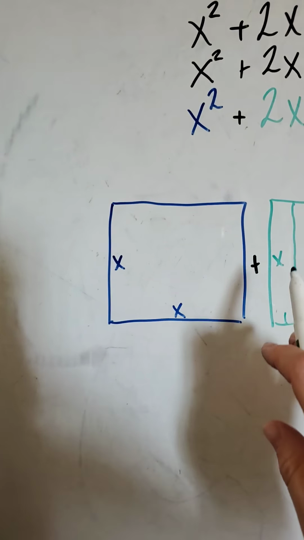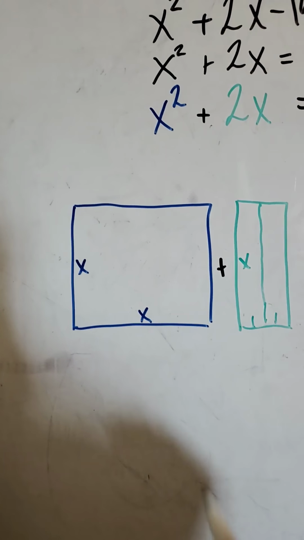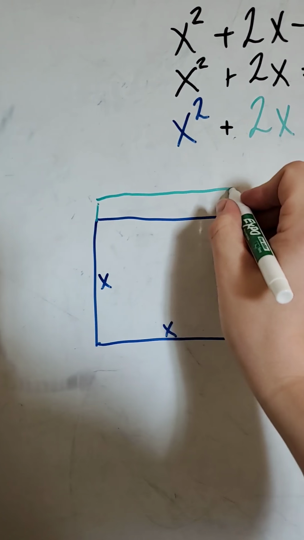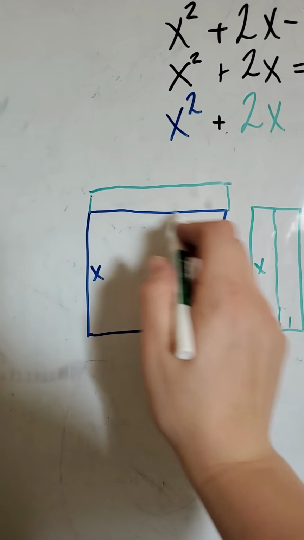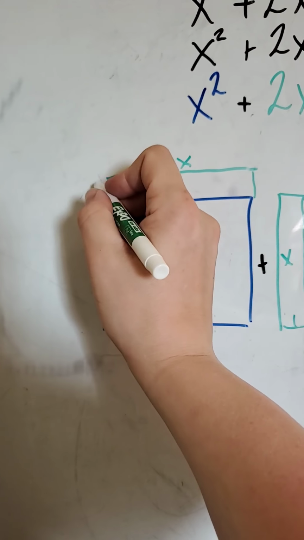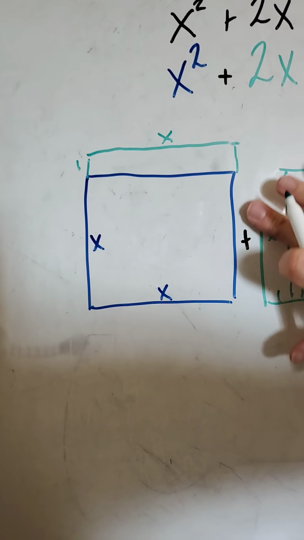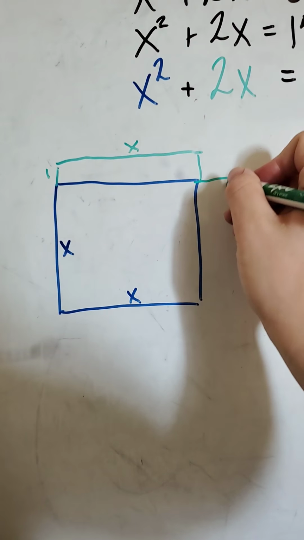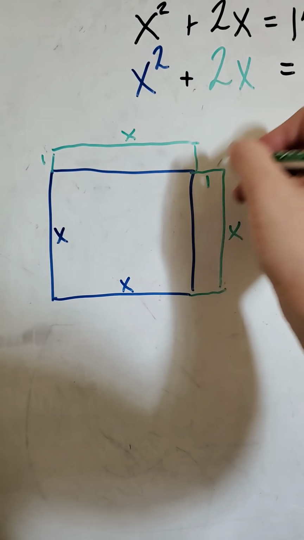Now I'm going to split these up and put them on this square to make them adjacent. The side length of this rectangle is still x. See how they match up like that? And the side length here is 1. I have to erase this now. I'm going to put another one right here, so that the side length here is still x and the side length here is 1.